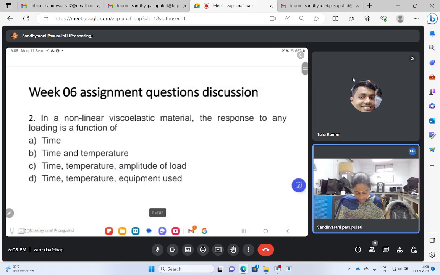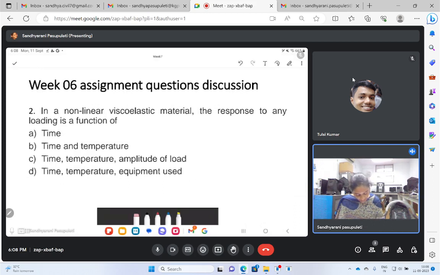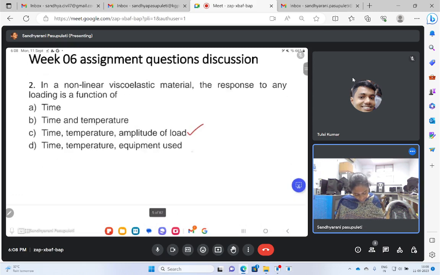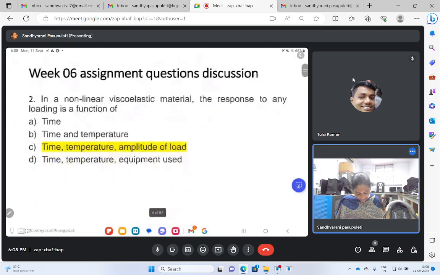And if we see the second question, in a nonlinear viscoelastic material, the response to any loading is a function of. So if we consider the linear viscoelastic material, its response is a function of time and temperature. In addition to that, if the response of the material is a function of amplitude of load also, then we call it a nonlinear viscoelastic material. So the option C is the correct answer.